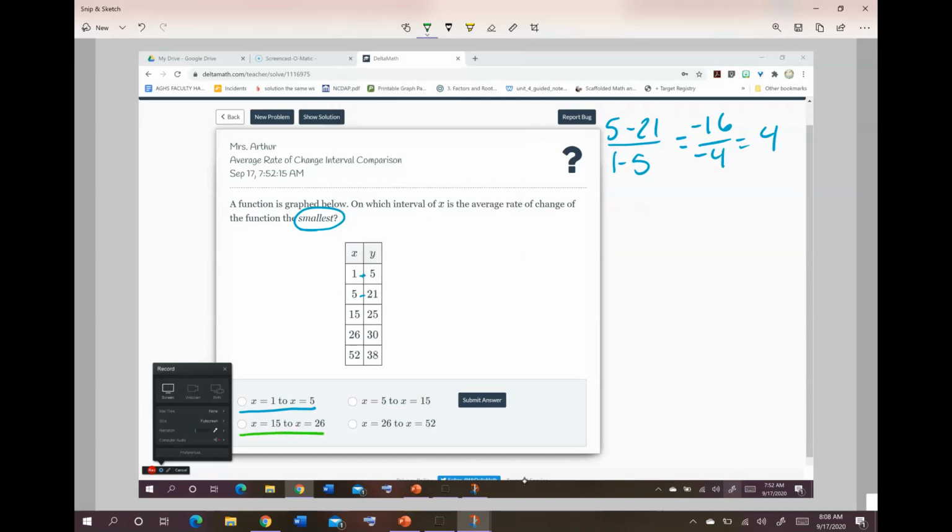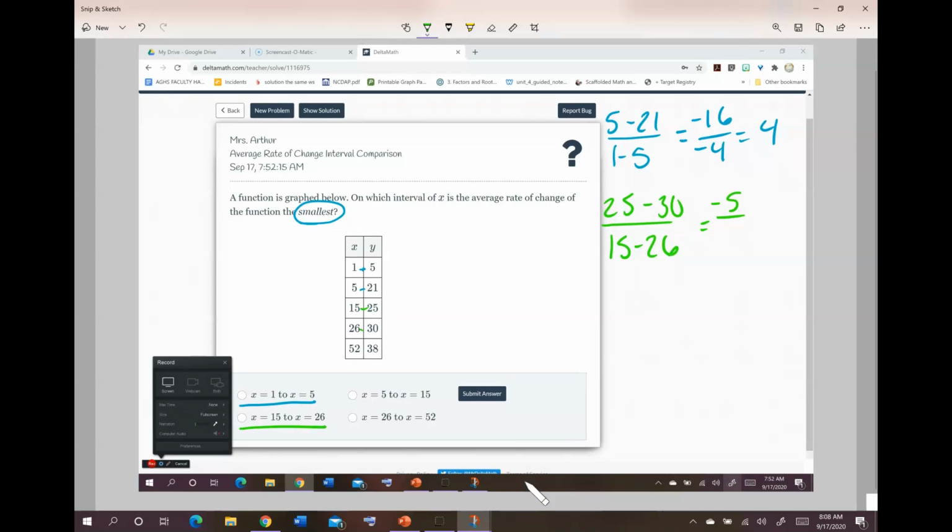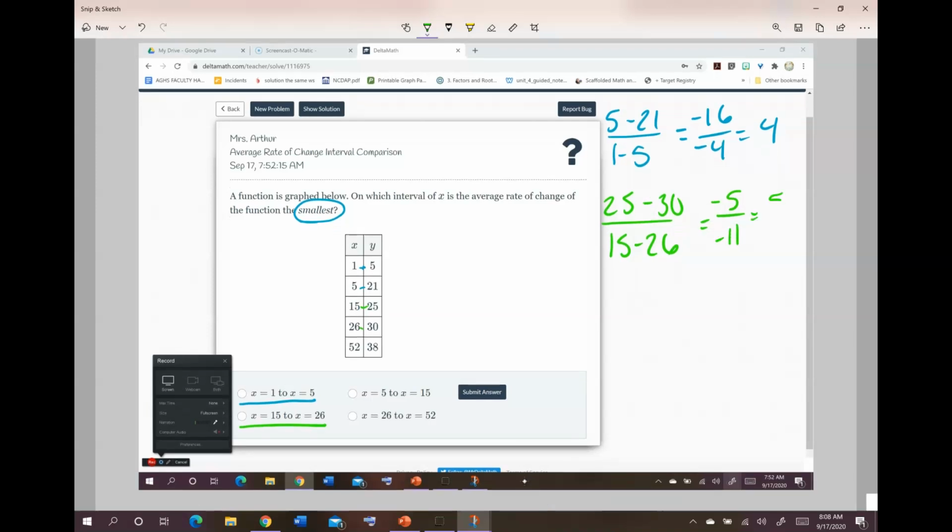Here we go. 15 and 26. That is our denominator. 15 minus 26. Find the pairs. 15's pair is 25. 26's pair is 30. So we're going to say 25 minus 30. Oh, and I get negative 5. Then we're going to say 15 minus 26, and I get negative 11. Well, we know that reduces down to 5 over 11, but let's put it in decimal terms since we're comparing. And it's going to be 0.45 repeating.